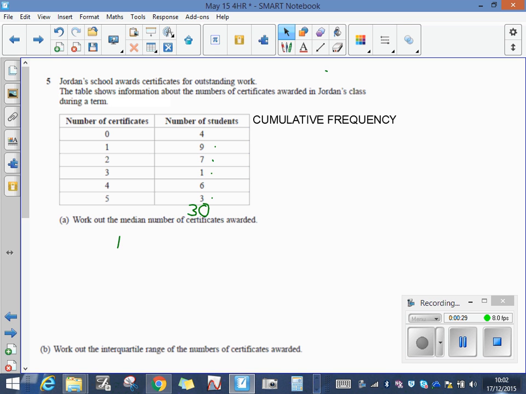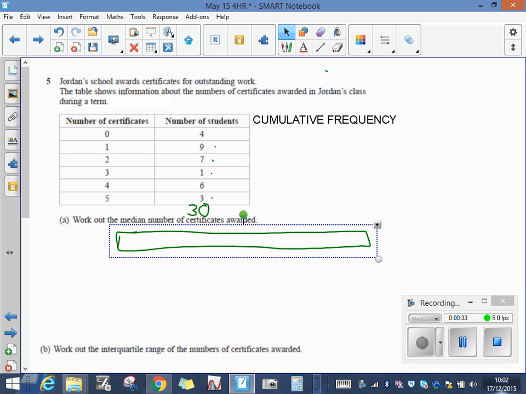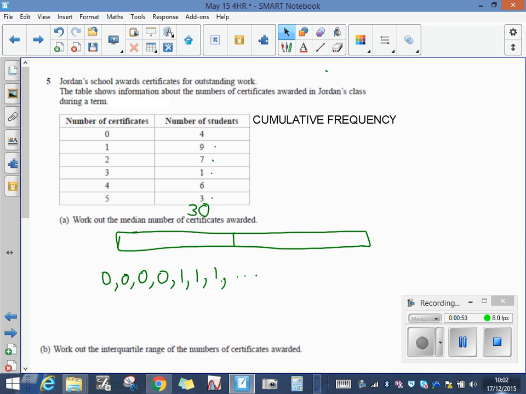Now, if there are 30 students in his class, to find the median is going to be exactly halfway between 0 and 30. So imagine the 30 students in his class all standing in a line. Notice that the table conveniently puts everybody in order. So the first 4 students got 0, so it goes 0, 0, 0, 0. The next 9 students all got 1, and so on. But it is a bit tedious to list all of these out. So let's have a look at another way of doing this.